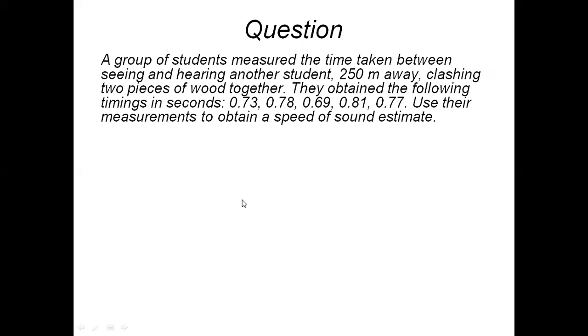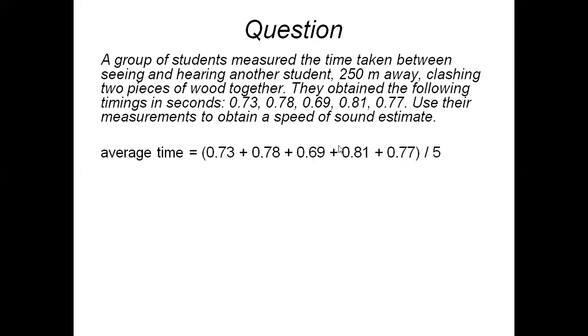So the group of 5 students got different timings: 0.73, 0.78, 0.69, 0.81, and 0.77. So what is to be done to find out the speed of sound? The source is 250 meters away from the observers who are timing. So we have to calculate the average time here in this case. So what is the average of these 5 times?